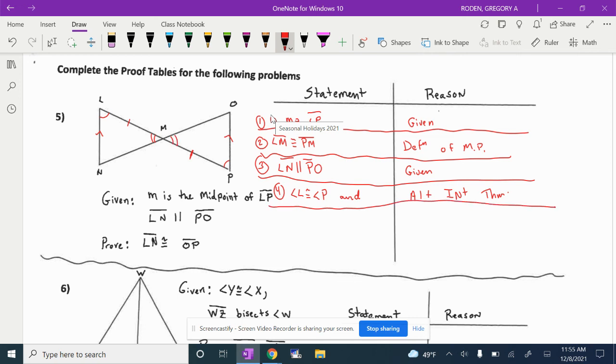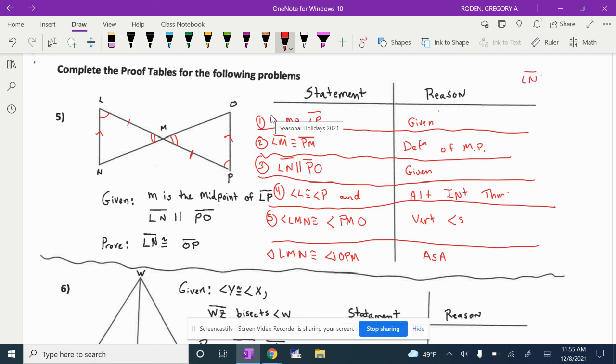So now what we could say, ladies and gentlemen, is angle LMN is congruent to angle PMO because of the vertical angles theorem. And then you could say the two triangles are congruent. Triangle LMN is congruent to triangle OPM because of angle side angle. Remember, if you have angle side angle, you always have angle angle side. And then you can now say that LN is congruent to OP because of CPCTC. And you're done. So there's two ways to go here. You can go the ASA route, or you can do the angle-angle-side AAS route.